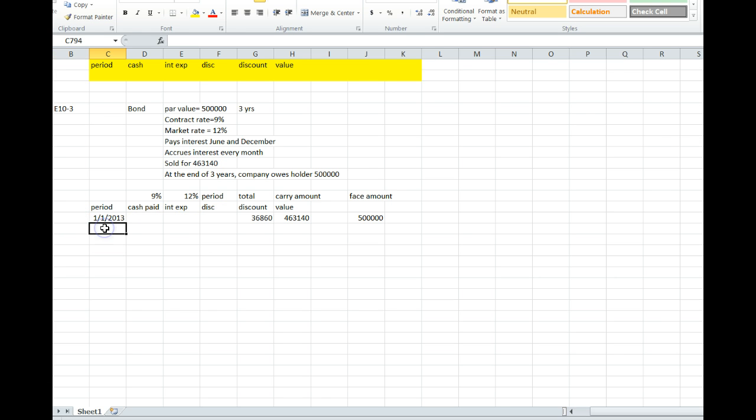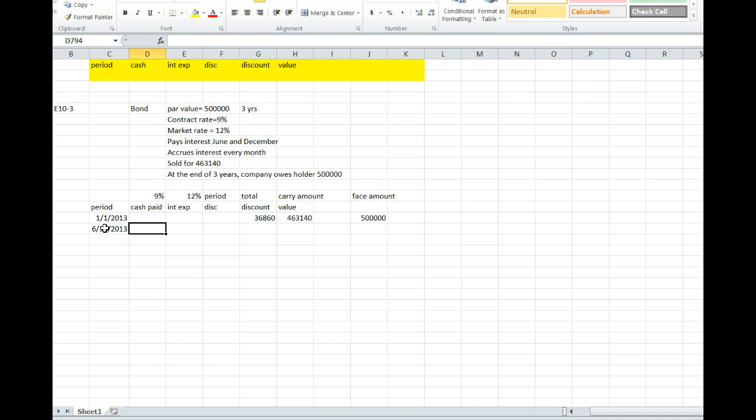So we're going to go to the next interest period, which is 6/30/2013, and figure out how much the company is going to pay. These are checks going out to whoever bought this bond. So we go $500,000 times 9%, times 6/12 or half a year, because only half a year has gone by. So this company is going to have to send out a check for $22,500. Now we figure out the interest.